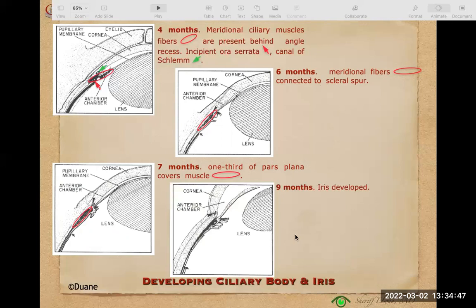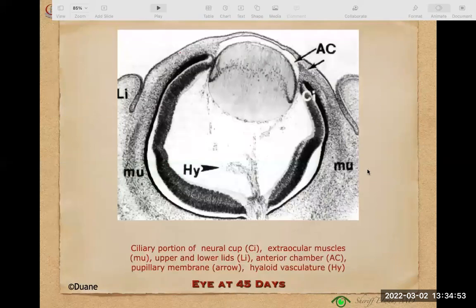And finally, at 9 months, the iris is developed, the angle is developed, pars plana is developed. Now, at 45 days, which is 6.5 weeks, this is a section of the globe. As you can see, the lids are starting to develop, as we'll see later on. The extraocular muscles are starting to develop from the mesenchyme.